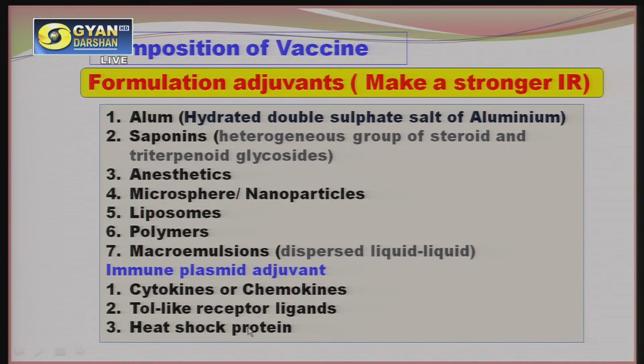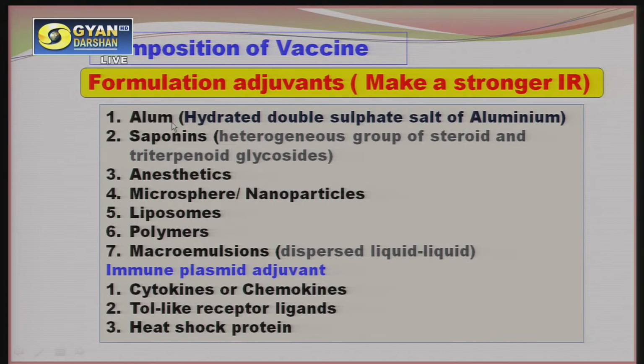Another thing, I want to discuss the composition of the vaccines. Here are the various compositions. I want to discuss them one by one. Another term is the formulation of the vaccine, or formulation with the help of adjuvant. What is an adjuvant? Adjuvants are able to make a stronger immune response if you add them. Here are various adjuvants we can utilize for making vaccines.